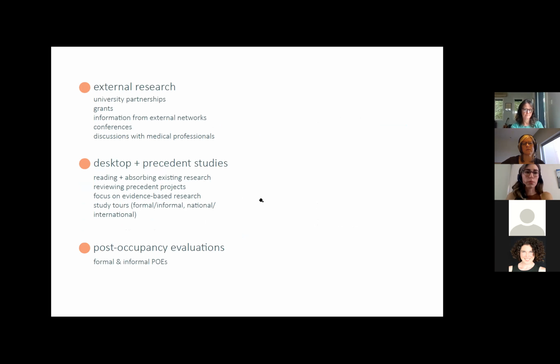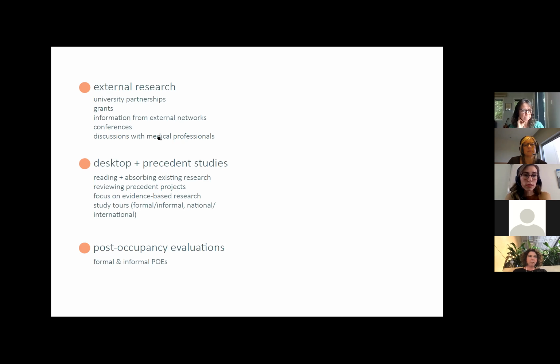And so these are very briefly some of the results. It was a real mixed method of research from the participants and their practices. Grouped into these little categories, we have external research: university partnerships, grants, and information from external networks. That seemed to be quite specific to the health industry. Lots of the participants were part of various health networks, such as the Australian Health Design Council, HDC, and they gained a lot of information from those networks.